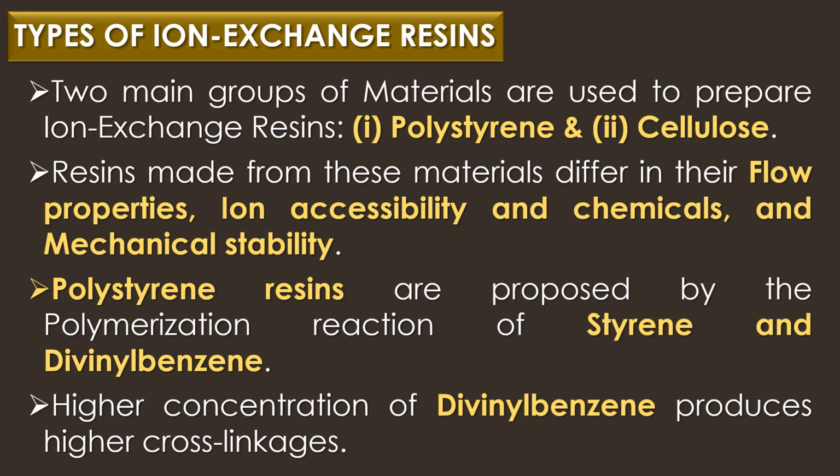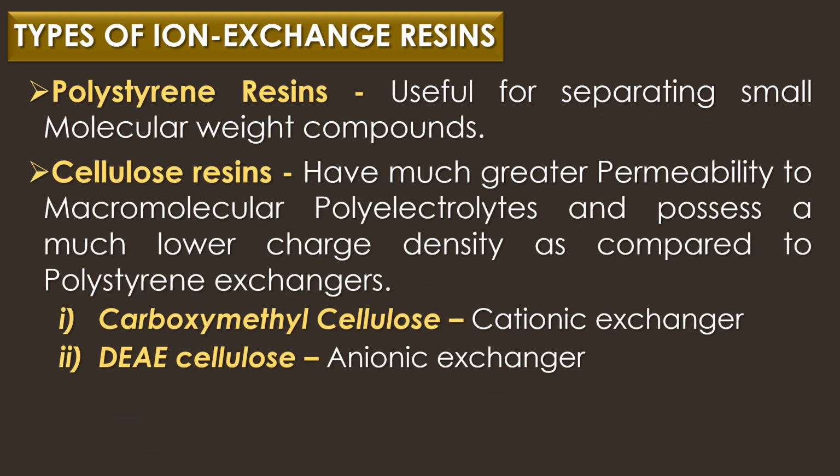Polystyrene resins are prepared by the polymerization reaction of styrene and divinyl benzene. A high concentration of divinyl benzene produces high cross linkages. Polystyrene resins are very useful for separating small molecular weight compounds.